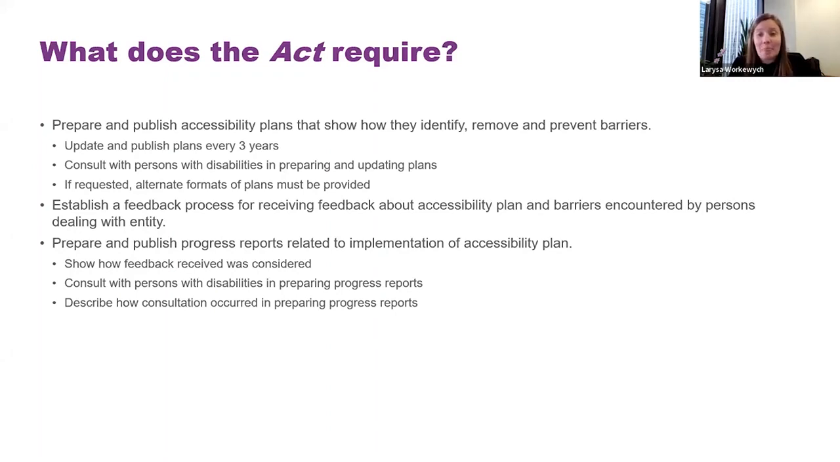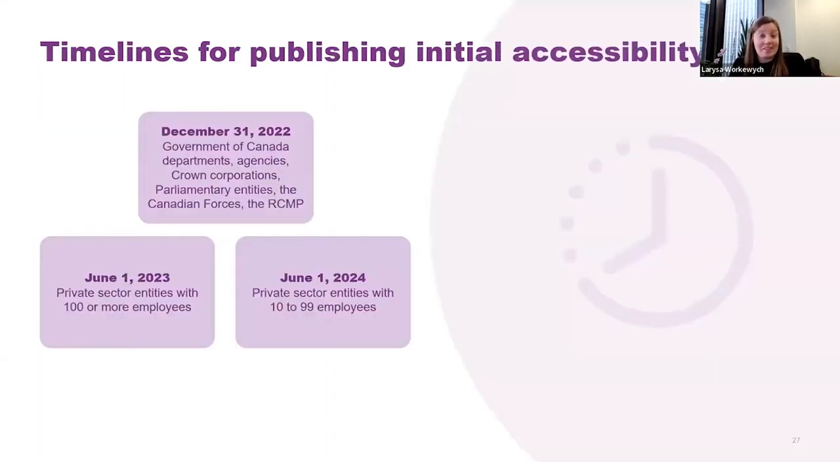circular process there. Turning to the next slide and the question of when do you have to do all this by? Because it does sound like a lot of things that have to get done. You'll see on the slide, there's actually three separate timelines. And the timeline depends on what type of federally regulated entity you are. So federal government departments, the Canadian forces, any government agencies or Crown corporations, their deadline for publishing their initial accessibility plans is December 31st, 2022. So the end of this year. And it's coming up quickly since we're already halfway through October, which is a bit unbelievable.